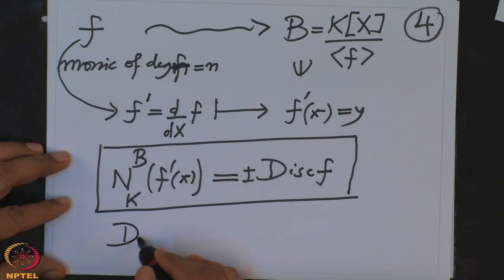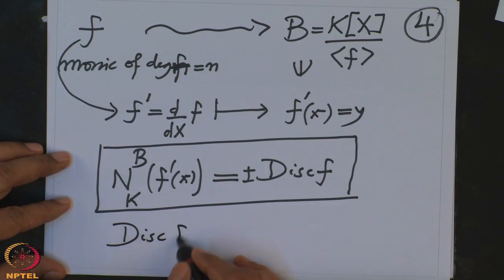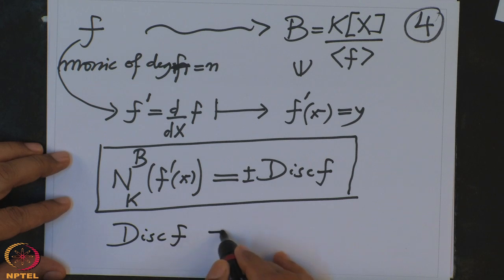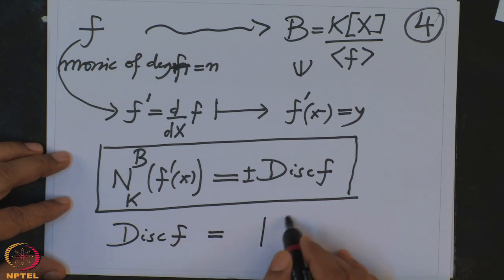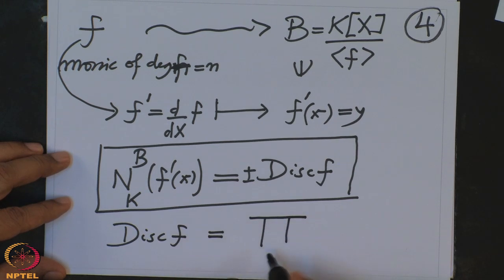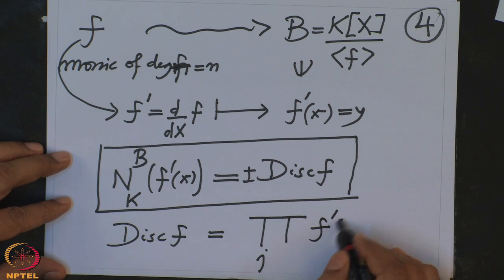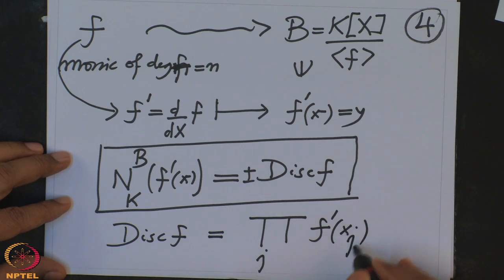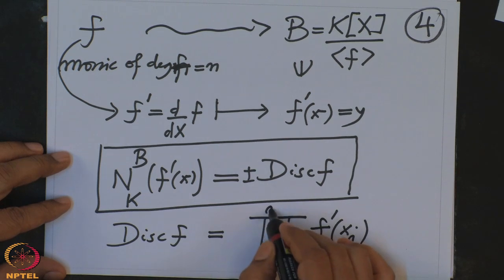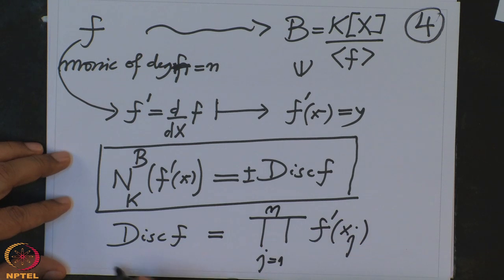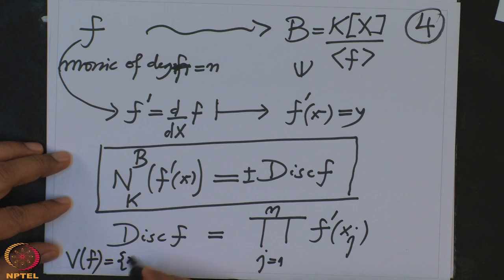Also, the discriminant has another nice formula, but that again involves the roots. The discriminant of f is the product, running over j, where you take f' and evaluate at the roots x_j. So this is running over the roots of f, where the roots of f are x_1 to x_n.